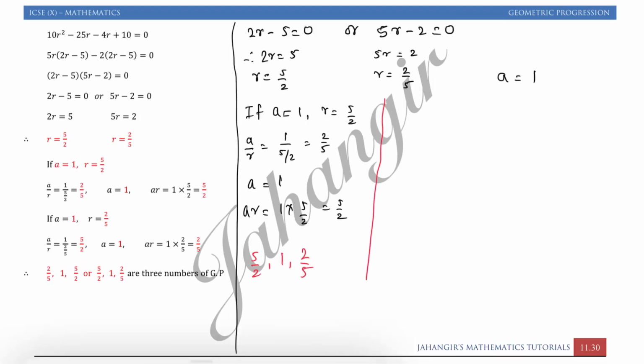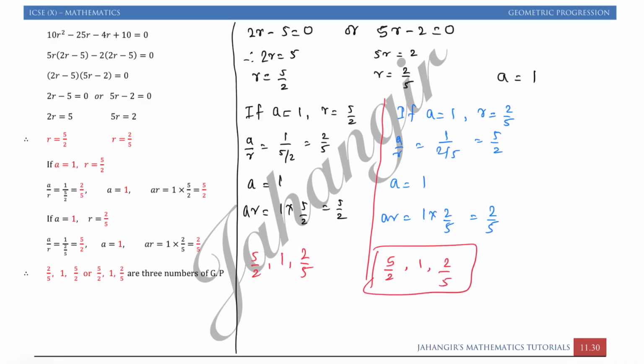Now for the second case, if A is equal to 1 and R is equal to 2 by 5, again we write A by R, that is 1 upon 2 by 5, which can be written as 5 by 2, the reciprocal. A is 1. AR is 1 into 2 by 5, that is 2 by 5. So here my three numbers are 5 by 2, 1, 2 by 5. So these are the two cases of the three terms.